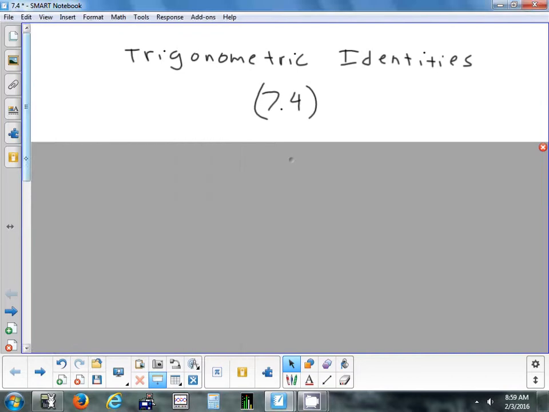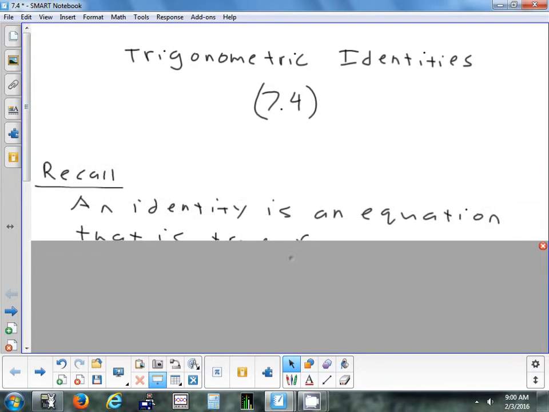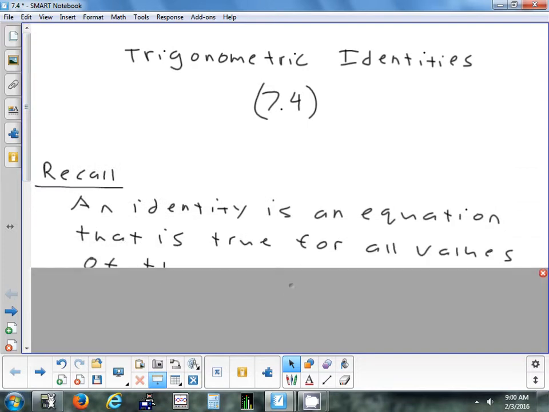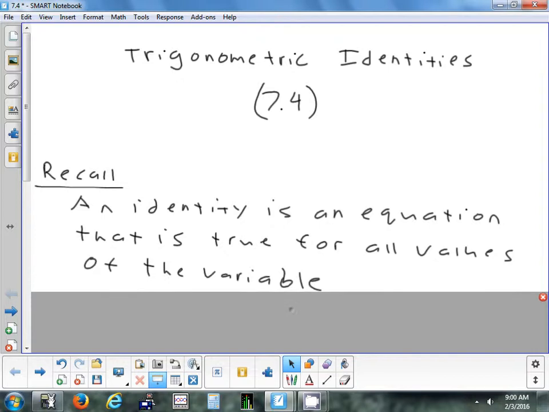All right, so our last section for this week is going to be 7.4. This section and the next couple sections, we're going to focus on what's called trig identities. Just as a reminder, what an identity is: basically, it's an equation that's always true. No matter what you plug in, it's an equation that is always true.